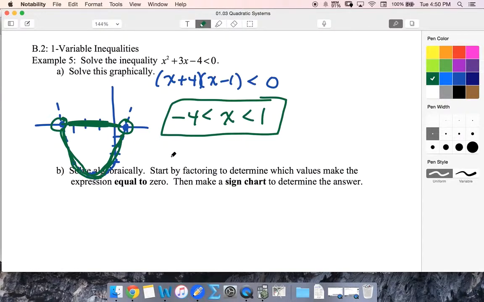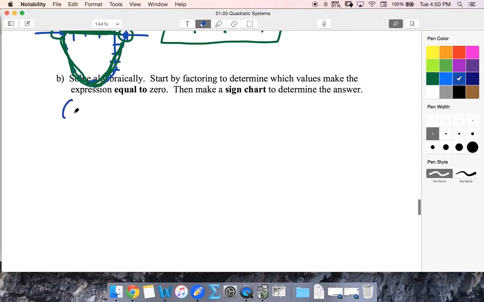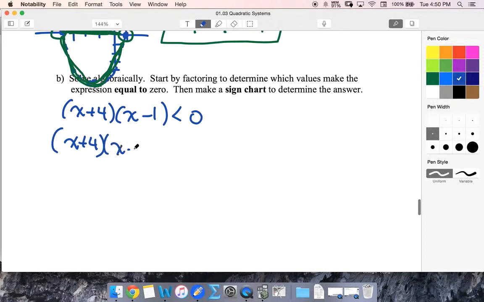So now let's look at it algebraically. Algebraically, I also want to start by factoring. Once I start by factoring, I get my solutions that make the expression equal to 0. So once I've factored, I had (x plus 4)(x minus 1), and I want that to be less than 0. Well, (x plus 4)(x minus 1) equals 0 at -4 and +1.